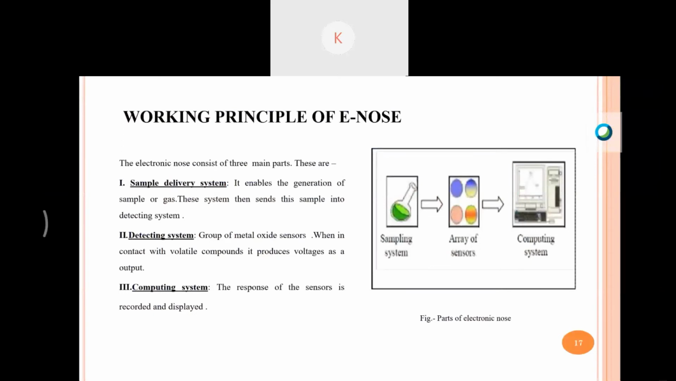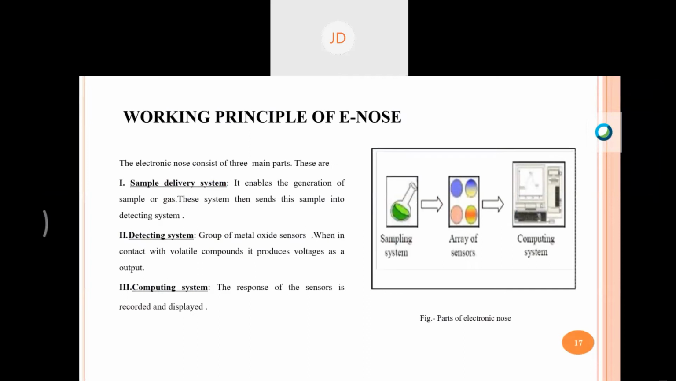Next, we have the working principle of INOS. The INOS consists of three main parts. These are the sampling system or the sample delivery system, then the detecting system, and then the computing system. The sample delivery system enables the generation of the sample or gas. This system then sends this sample to the detecting system, as our solenoid valve delivers the sample to the sensor room.